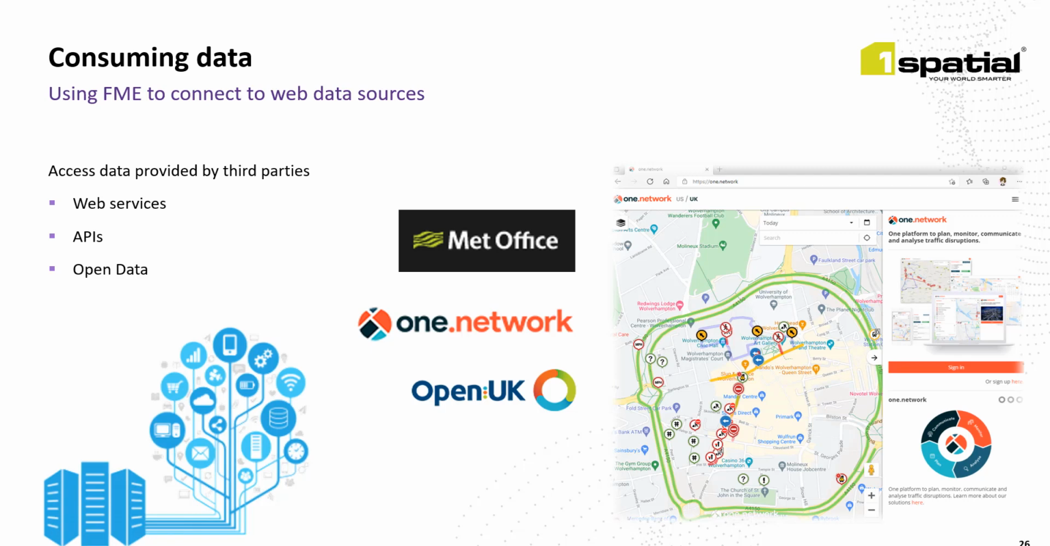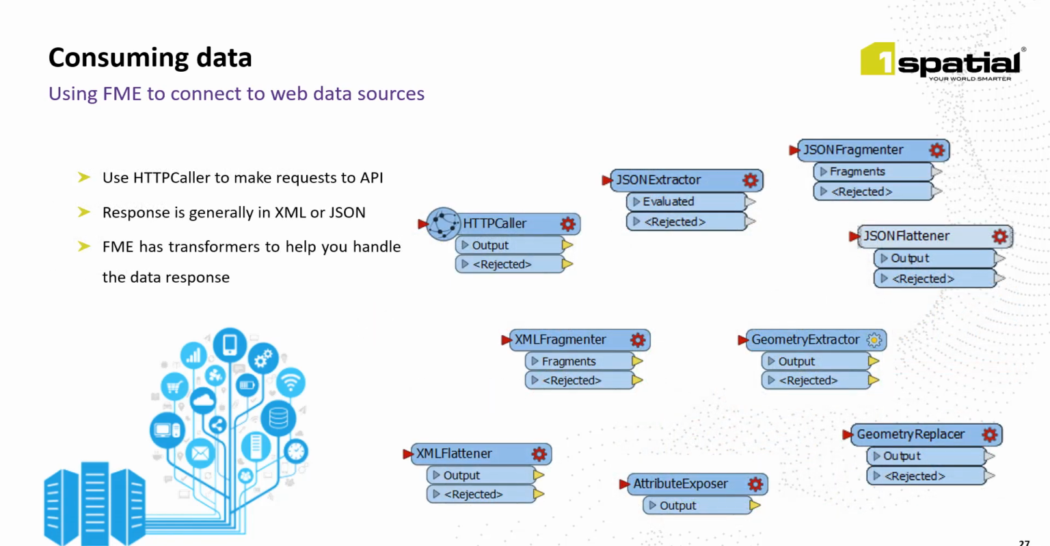And of course, there are lots of open source data sets, usually available on a Creative Commons license, but free, publicly available data published on the web from organizations like DEFRA, the Environment Agency, and other public bodies that might be of interest to you. And we can access this data with FME. The HTTP caller transformer is the key tool for sending requests to an API. It makes a call to a data service and then pulls back the data. Simple.